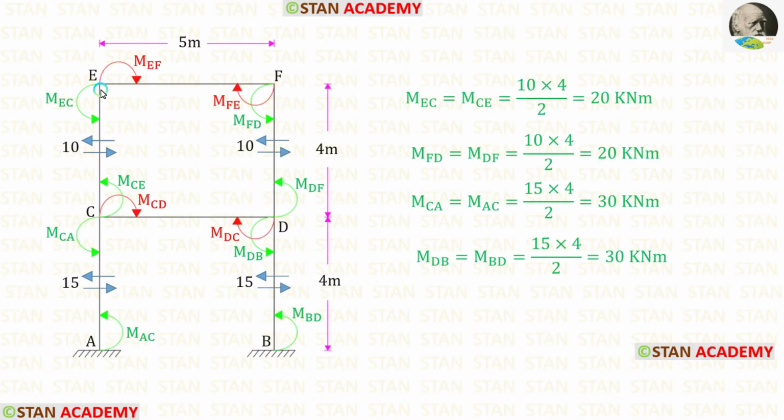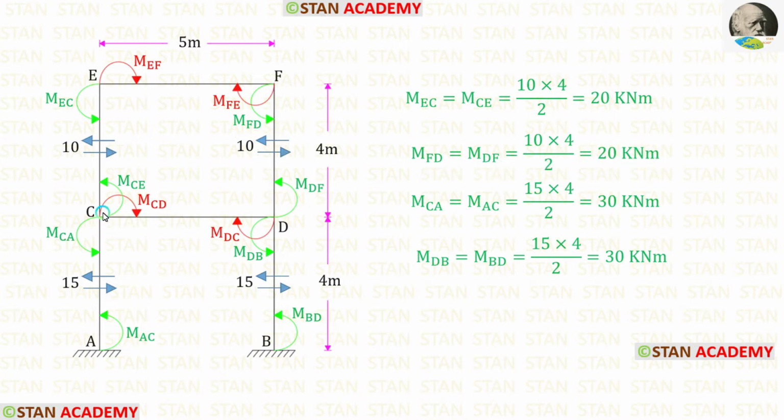First, let us find the moments in the columns. For that, we can use one formula, WL upon 2. First, let us take the member EC. Here, W is 10, L is 4. When we apply the values in the formula, we are getting MEC and MCE. Now let us take the member FD. Here W is 10, L is 4. When we apply the values in the formula, we are getting MFD and MDF.